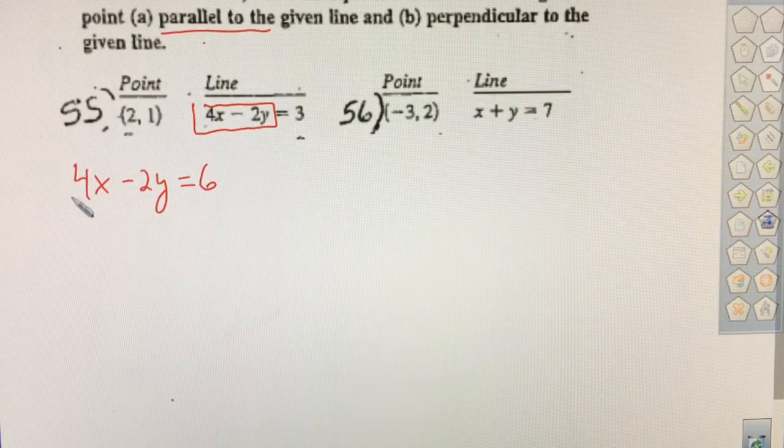I can simplify this a little bit. I'm going to divide everything by 2. That would give me 2x minus y equals 3. And that's standard form.